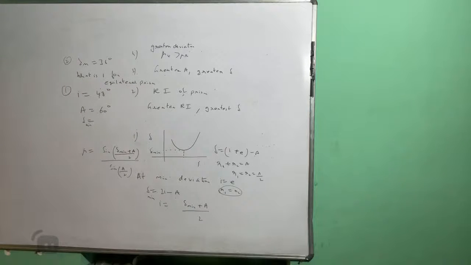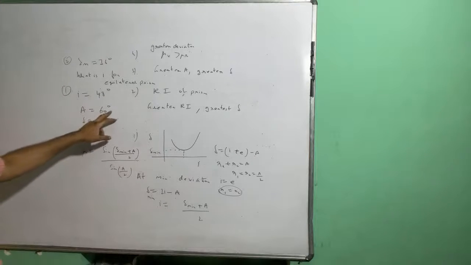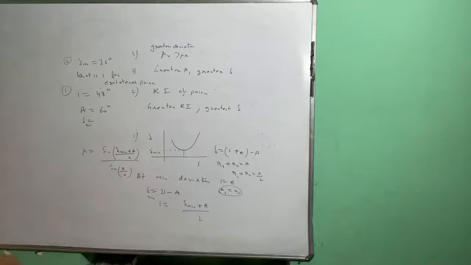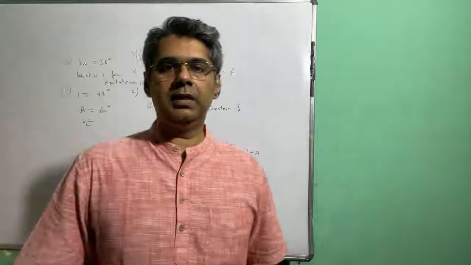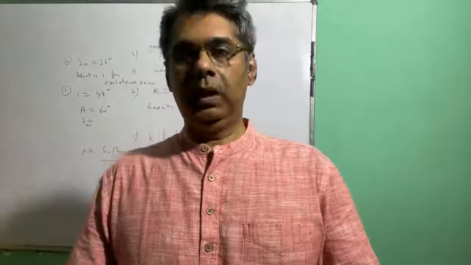So there are 2 homework questions. First, if the angle of incidence is 48 degrees and the angle of the prism is 60 degrees, what is the minimum deviation? Second, if the minimum deviation is 36 degrees, what is the angle of incidence for an equilateral prism? You can submit the homework by 9 p.m. of Wednesday.